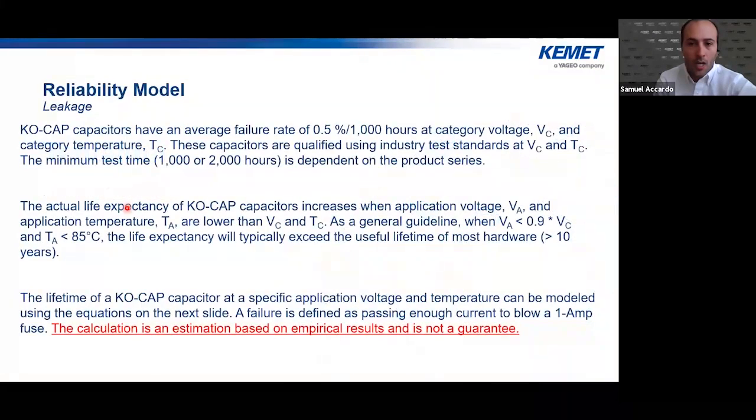Now, looking at the reliability model, the first thing I want to point out here is that the reliability model that we have, which is also stated in the datasheet, is based off of leakage current. We're defining the end of life of these parts based off of leakage. And what we've done is we've taken the category voltage and temperature, which are the rated voltages and temperatures of the device that's specified in the datasheet, as well as the minimum test time, which is also stated in the datasheet. And we essentially combine those or multiply those together using a few equations, using the application voltage and the application temperature in order to give you an expected lifetime of these parts.